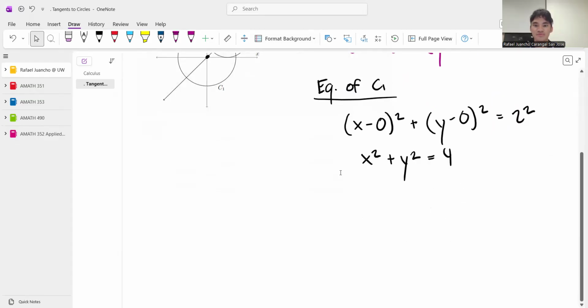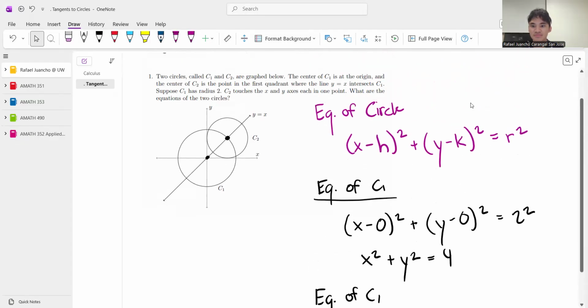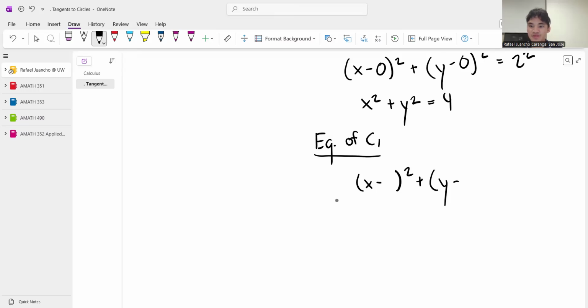Oh, okay, that's weird. Let's find the equation of C2. Now again, we need to fill up these H, K, and R. Right? So how do we do that? Well, we know what x and y is, so we can immediately put that. X minus something squared plus y minus something squared equals something squared.